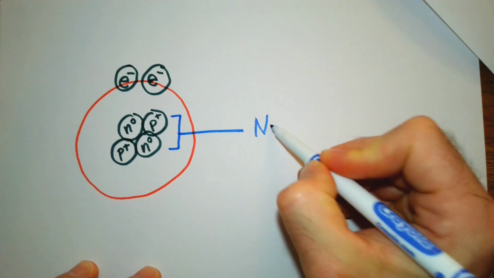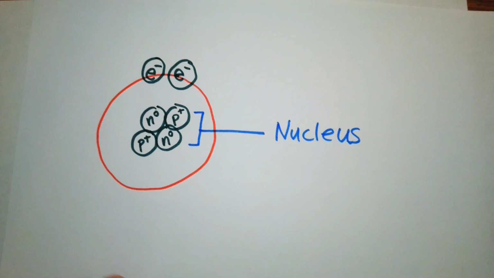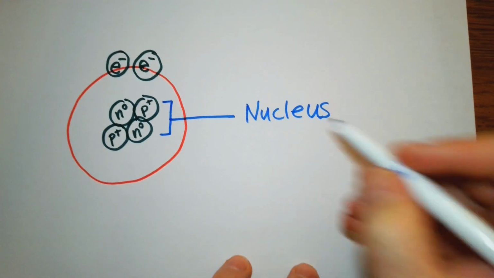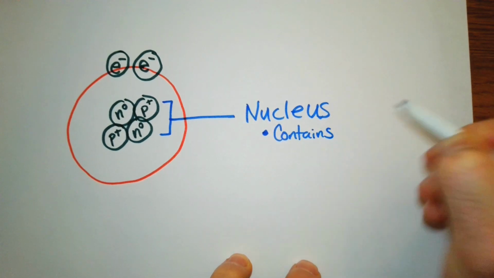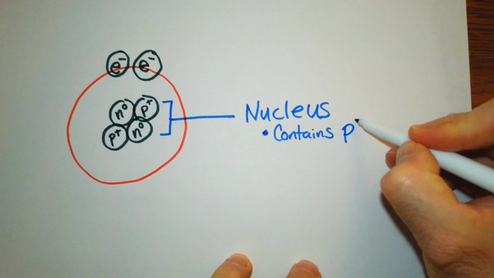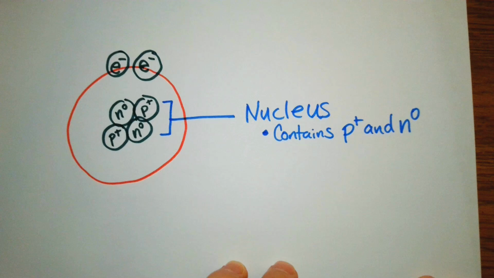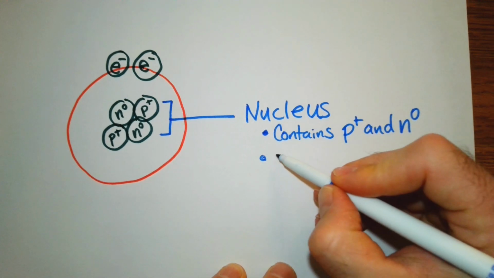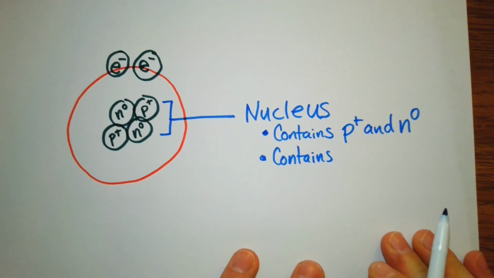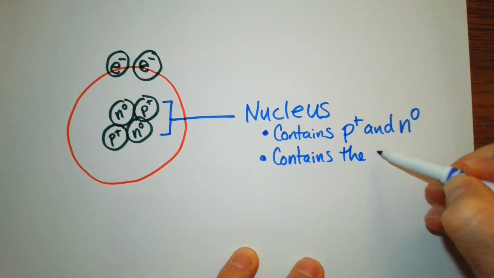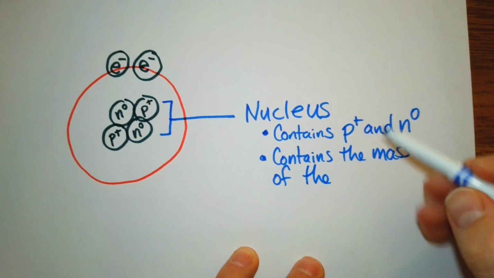Okay, so let's go ahead and label this area right here. This is our nucleus. The nucleus contains our protons and neutrons. Okay. The nucleus also contains the mass of the atom.